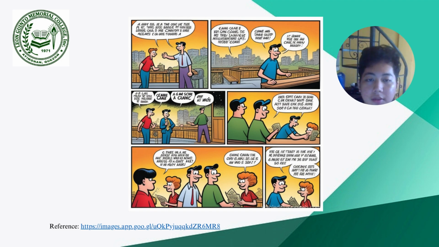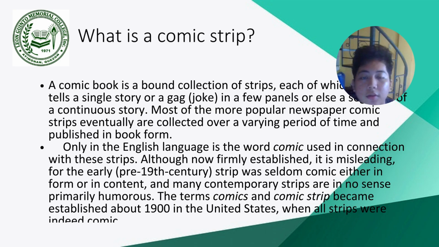Okay, the next example of a comic strip is this image. As you can see, there are speech bubbles. This is the dialogue or the conversation between the characters. A gap, this is the gutter, and there are no sound effects. And they have 6 panels. So each is a sequencing of the comic strip. So, kasama ba? So what is a comic strip?